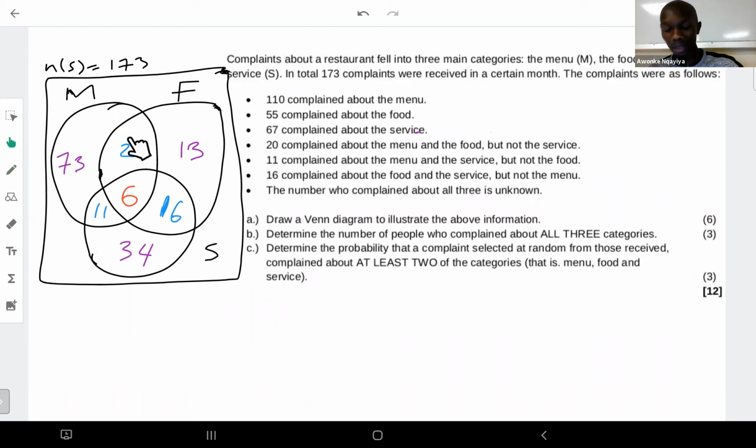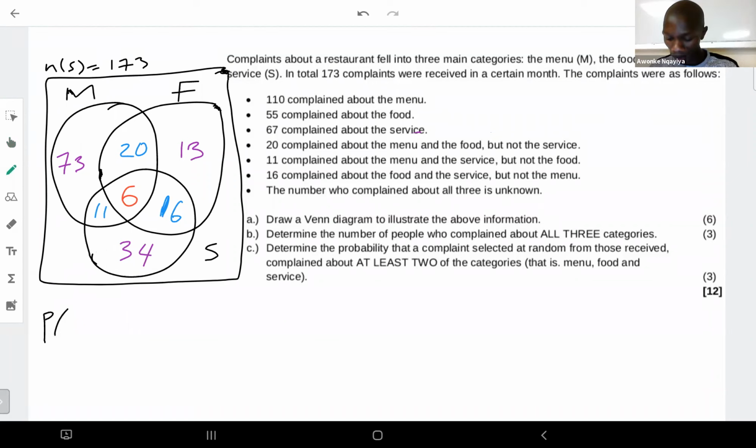We are going to take 20. How many categories are there at 20? 2. How many categories are there at 11? 2. How many categories are there at 16? 2. How many categories are there at 6? 3. So all of these regions that we have talked about fall under what we say is at least 2. It can be 2 or it can be 3. How many categories is 13? 1. So we are not going to bother about that one. How many categories is 73? 1. So we are not going to bother about that as well. How many categories is 34? 1. So we are not going to bother about that one as well.